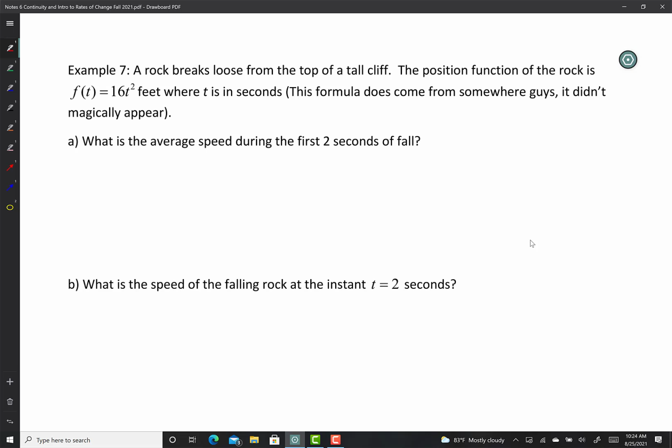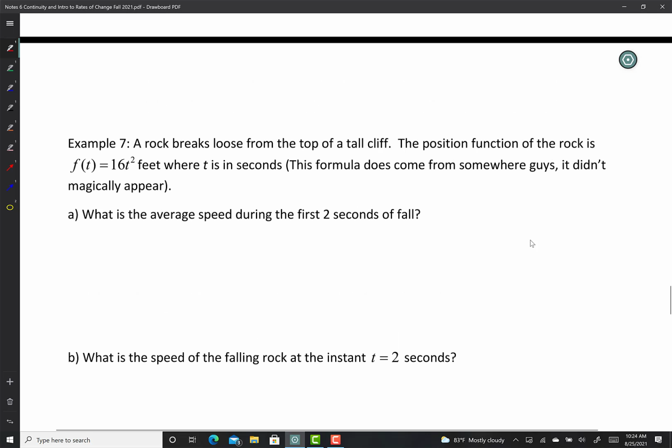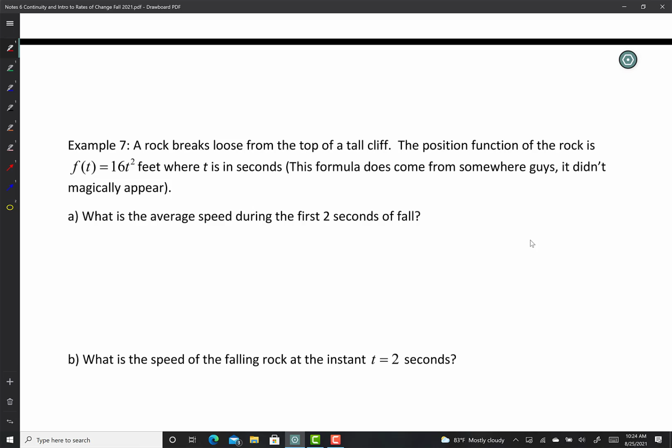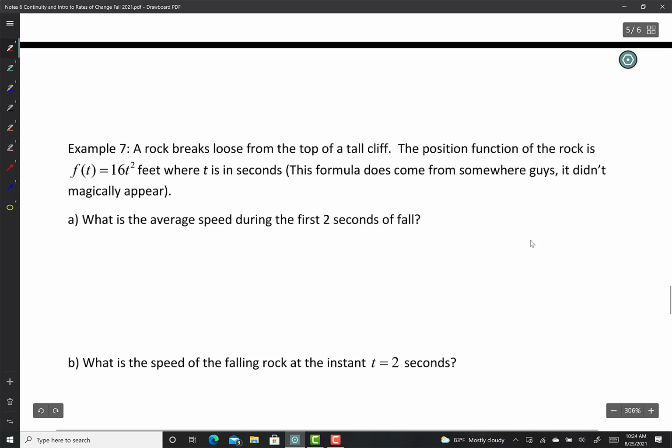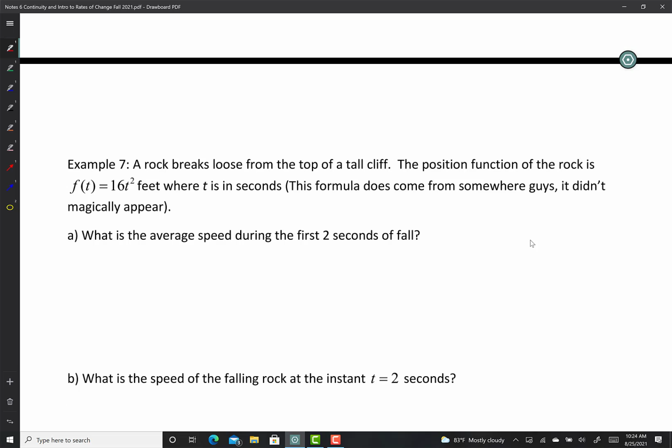Do you want to talk about where this f of t equals 16t squared came from really quick? Everyone's taking physics, right? Do you remember your kinematic equations? Displacement: change in x equals initial velocity times time plus 1/2 at squared.